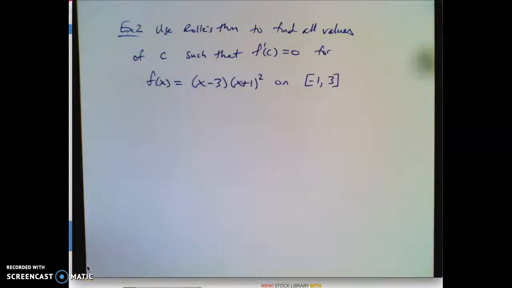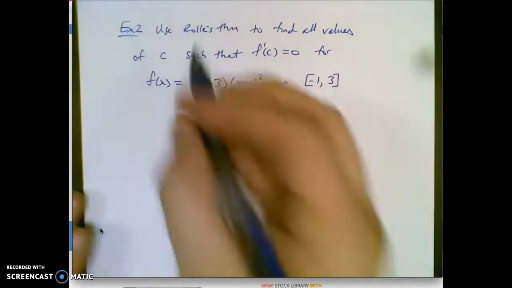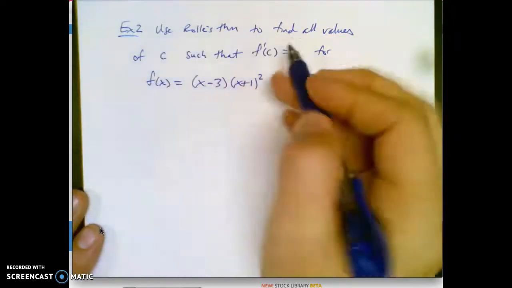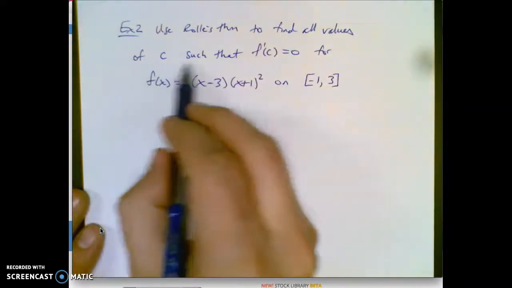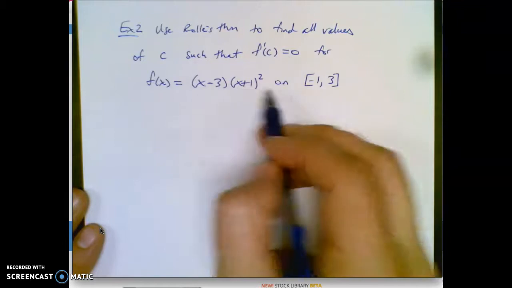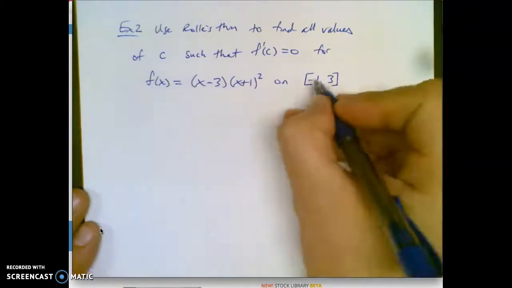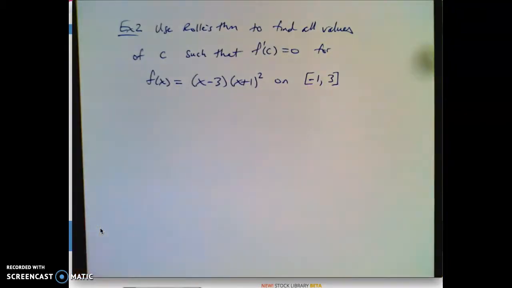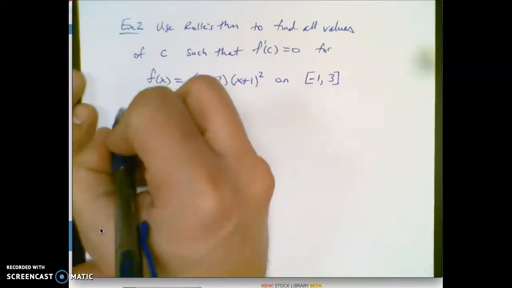All right, so last we left off, we did a Rolle's theorem problem. And here's another example just to keep you cruising. It says use Rolle's theorem to find all values of c such that f prime of c equals 0 for this equation on the interval from -1 to 3.